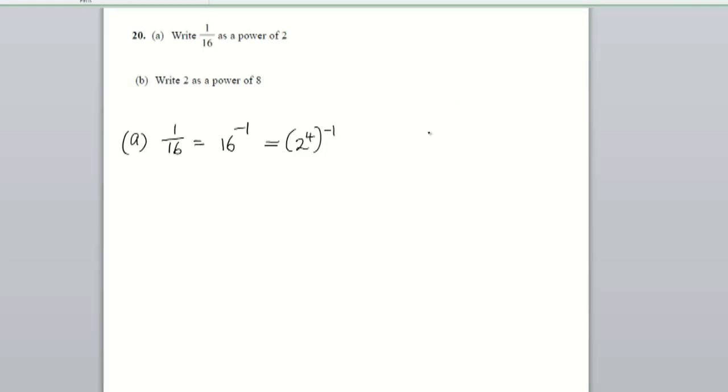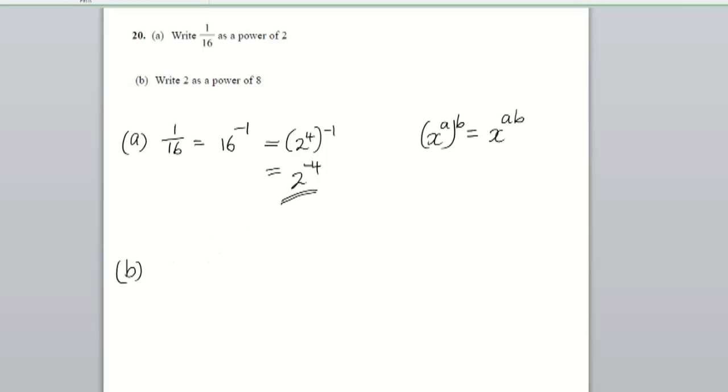And remember, x to the a raised to the b is the same as x to the ab. You multiply the powers when it's one expression with a power raised to a second power. So that is 2 to the minus 4.